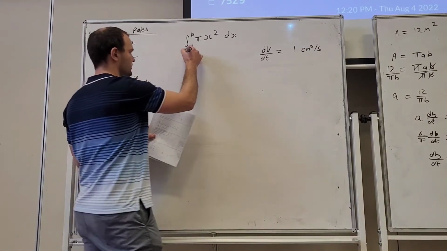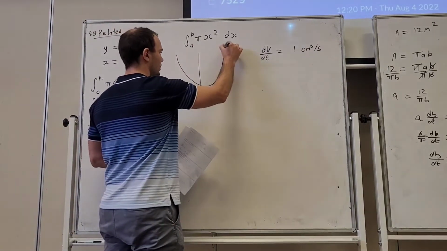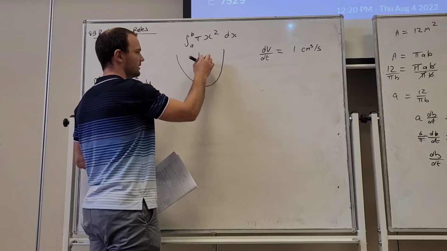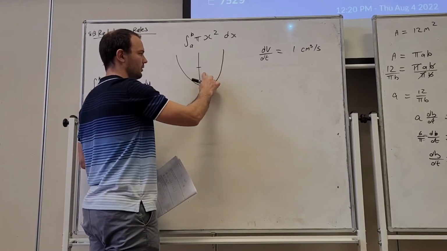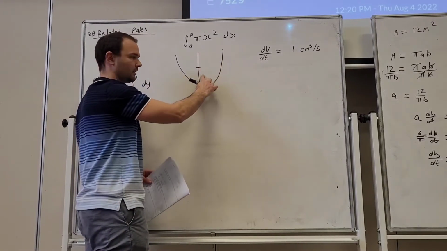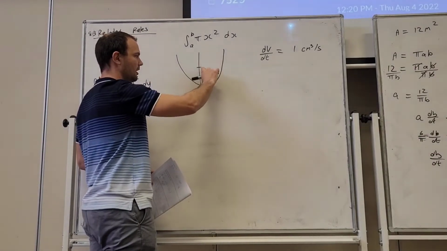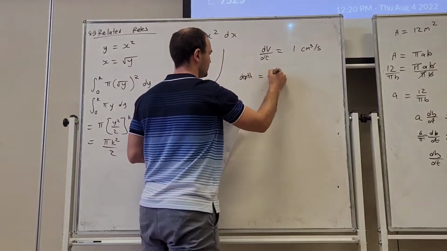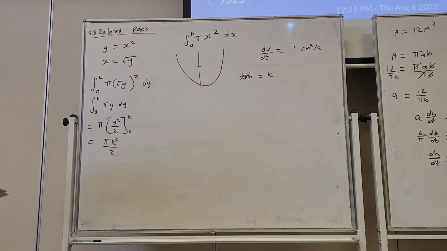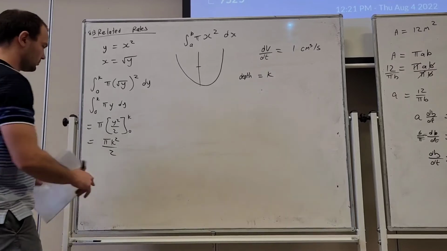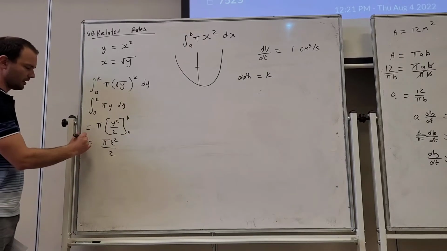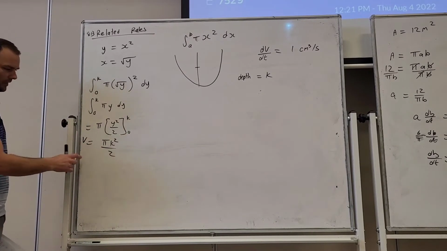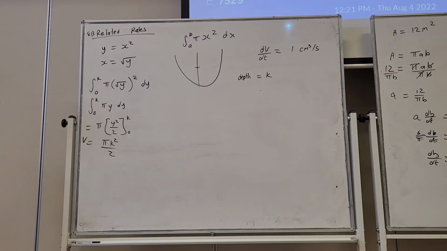Let me have a quick sketch of it. Okay? What's the depth in this circumstance? It's this value, isn't it? It's the value of k. Okay, remember k is somewhere along here, how high we're filling it up, and the depth is the value of k. Okay, so what have we got here? This is the volume with regards to any value of k.